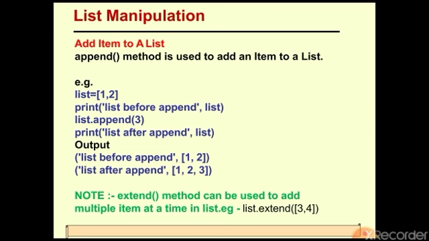Now the extend method can also be used to add multiple items at a time in a list. Extend means what? Append is used for adding only single elements, but the extend method can be used to add multiple items at a single time. The extend method is also very helpful for adding items to a list.